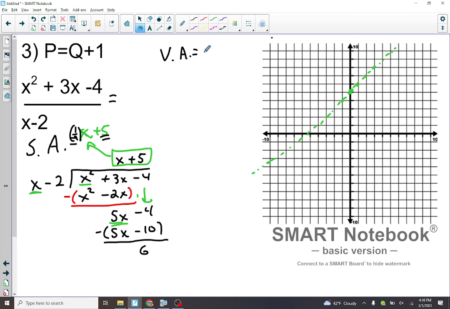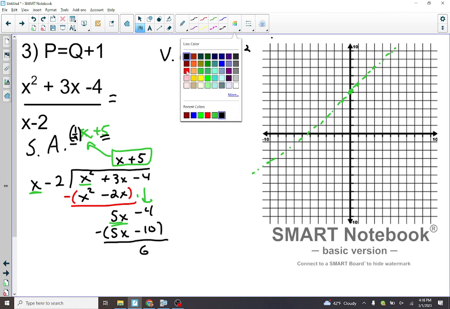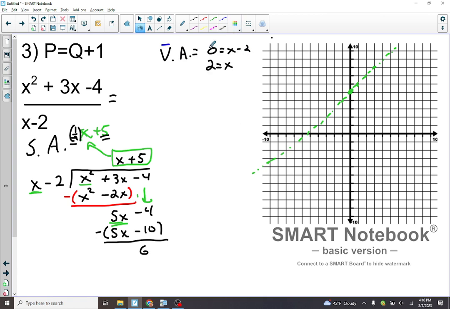Vertical asymptote. So vertical asymptote is still the same. I set the bottom to 0. So 0 equals x minus 2, 2 equals x. This is the blue line. So x equals 2.